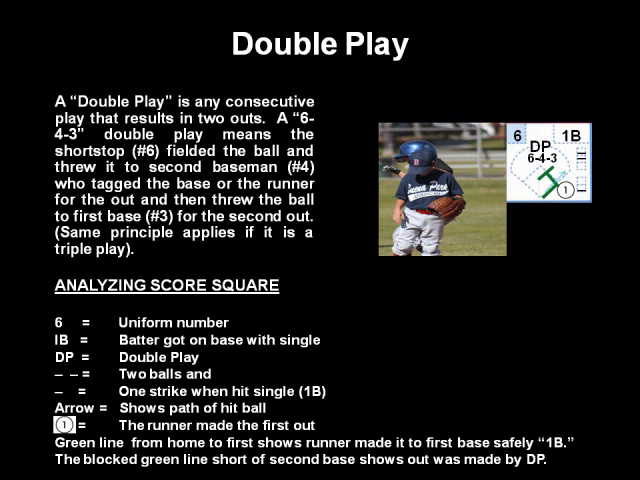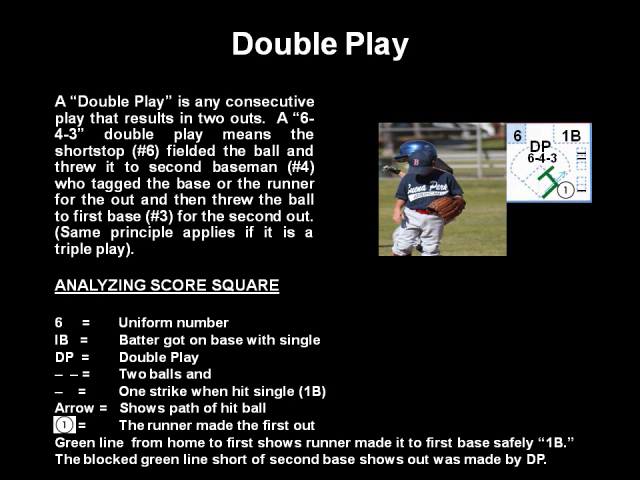Okay, let's analyze the score square. Number 6 indicates the uniform number. 1B indicates that when this runner was a batter, he got a single. He was one of the individuals involved in a double play and was tagged out. When he did hit a single, he had 2 balls and 1 strike, as indicated on the score square. And the arrow indicates the path of the hit ball, which went into right field.